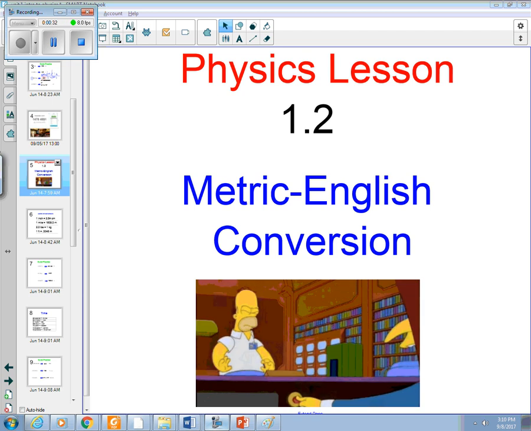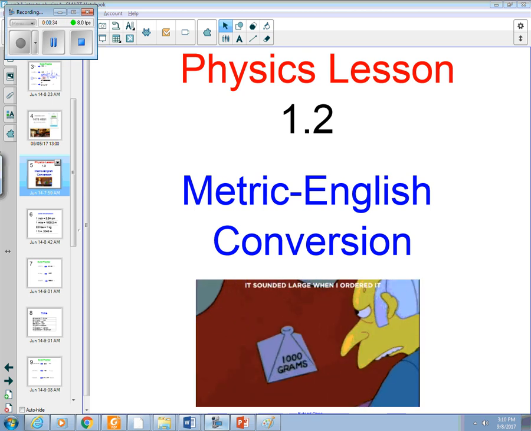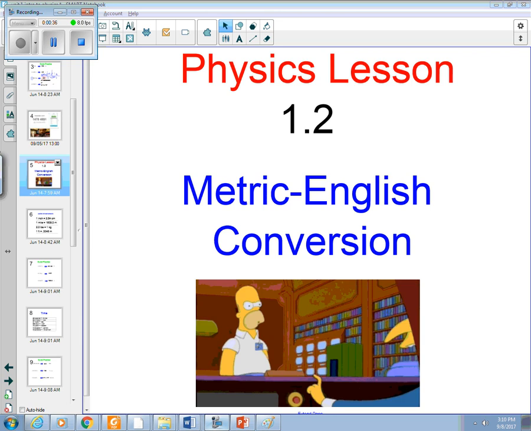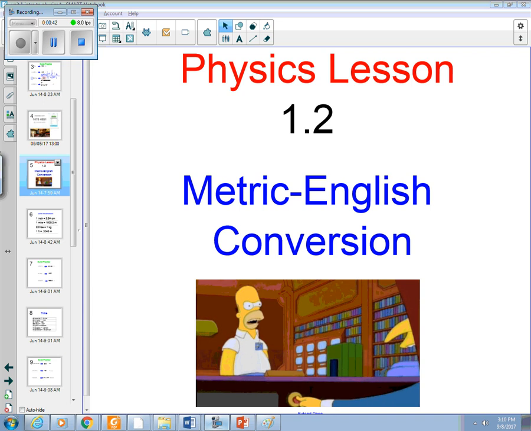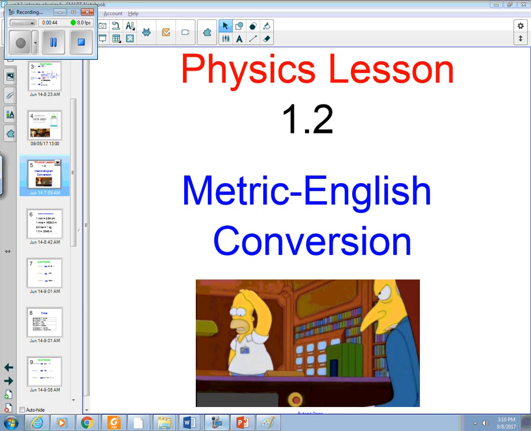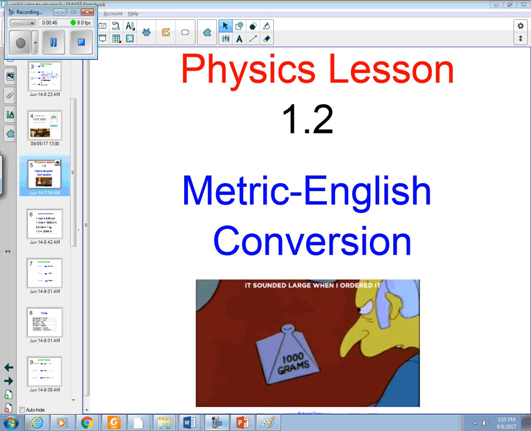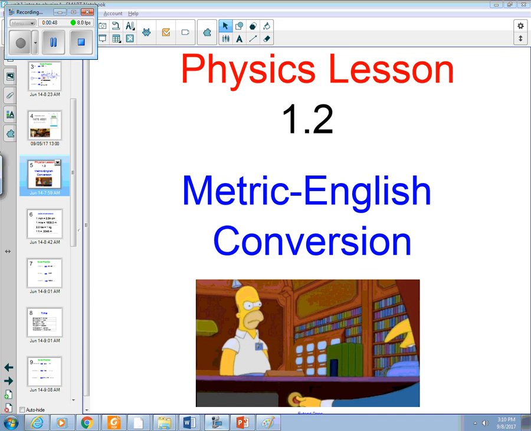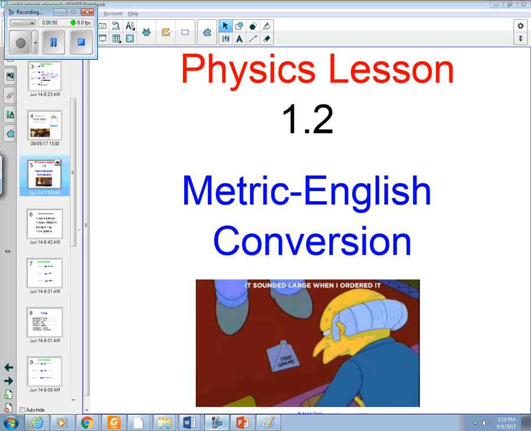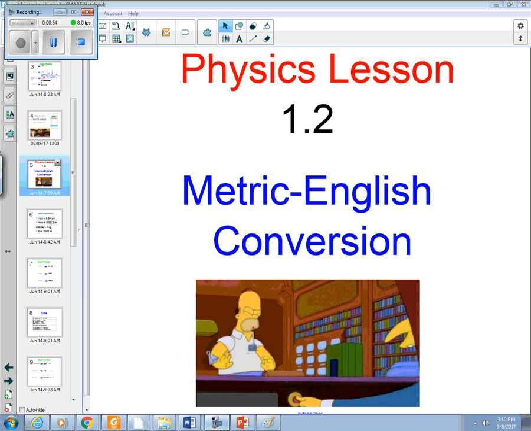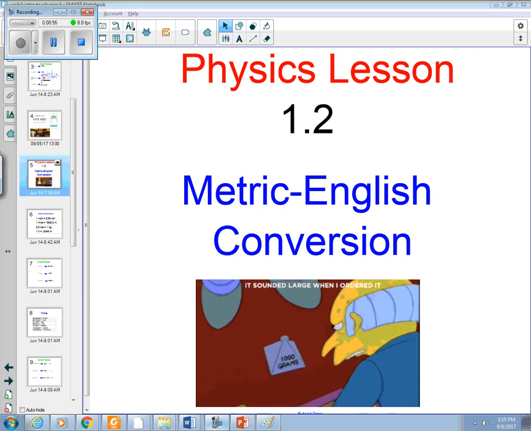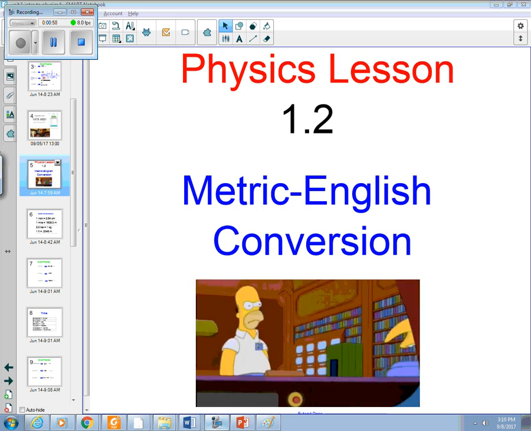Sorry about that. This is metric to English conversions. Traditionally, this is thought to be a little bit more challenging, but I have found in previous experience that students actually do better in the metric to English conversions because they have seen and have some experience with English units like pounds, inches, feet, miles. So we'll see. If that is not your case, no big deal.